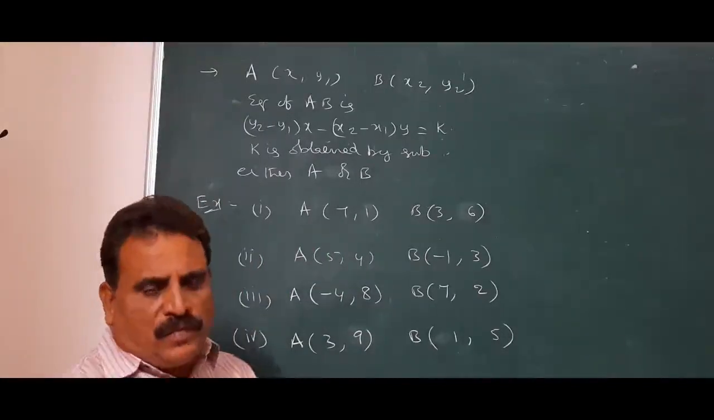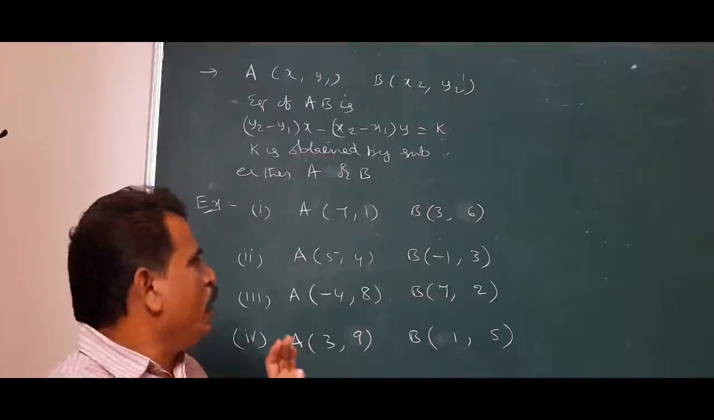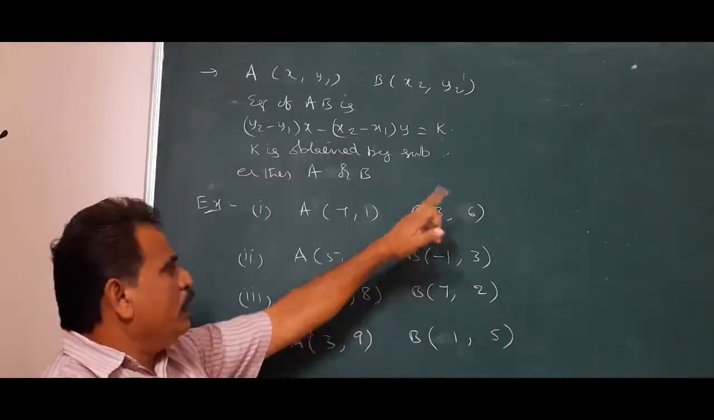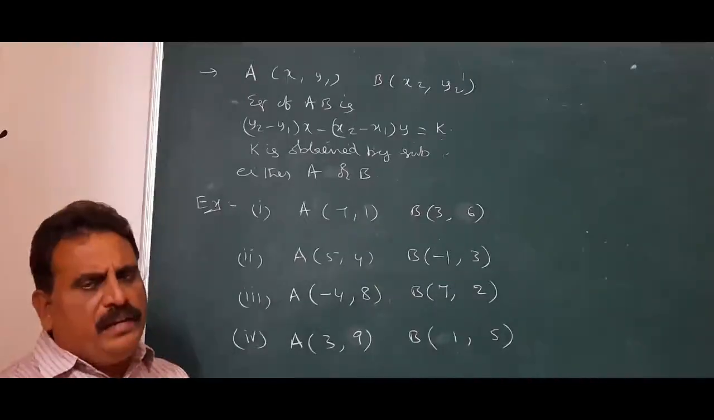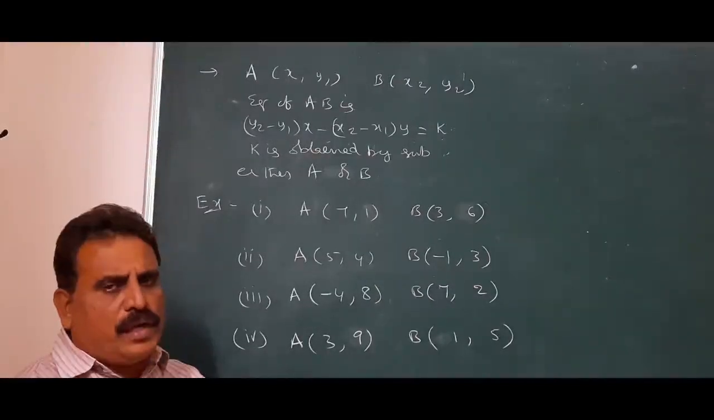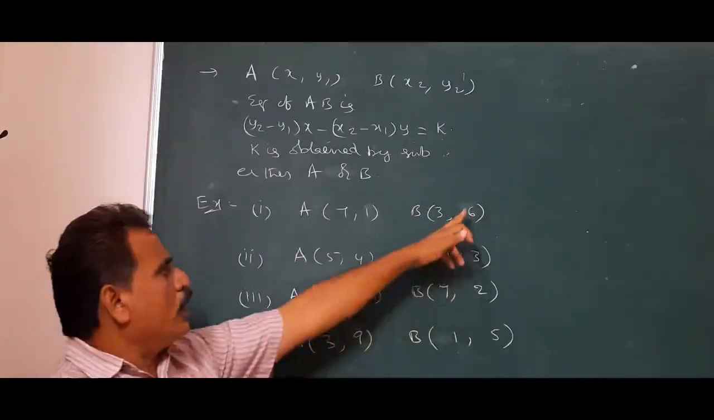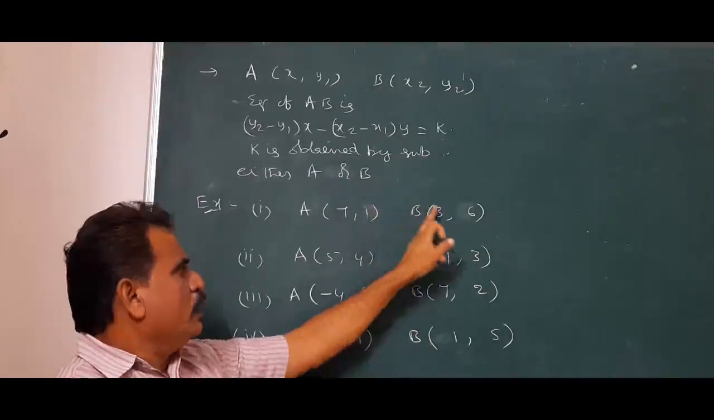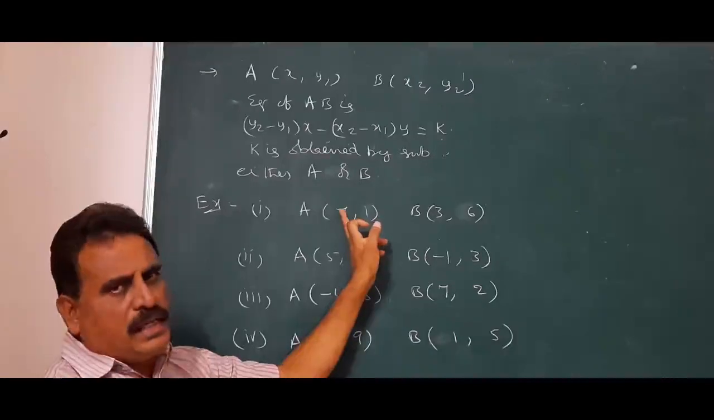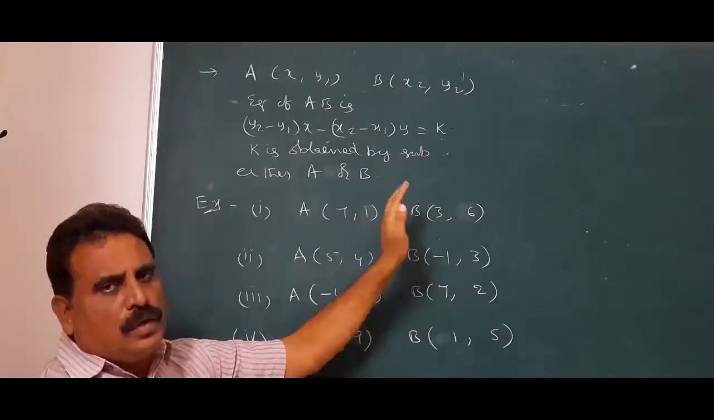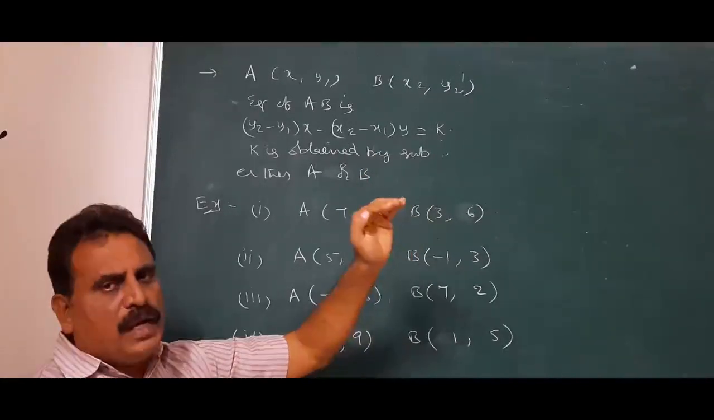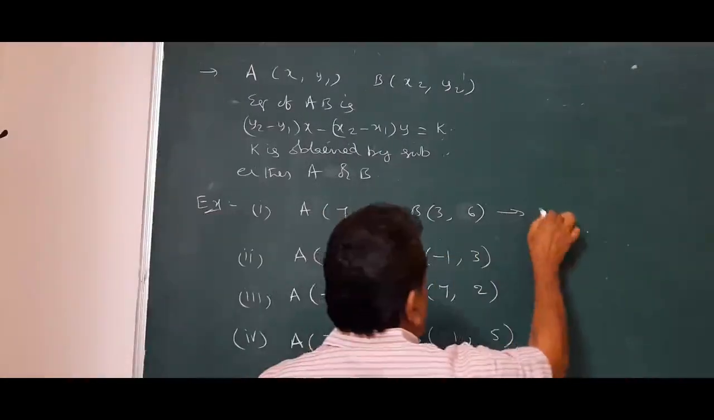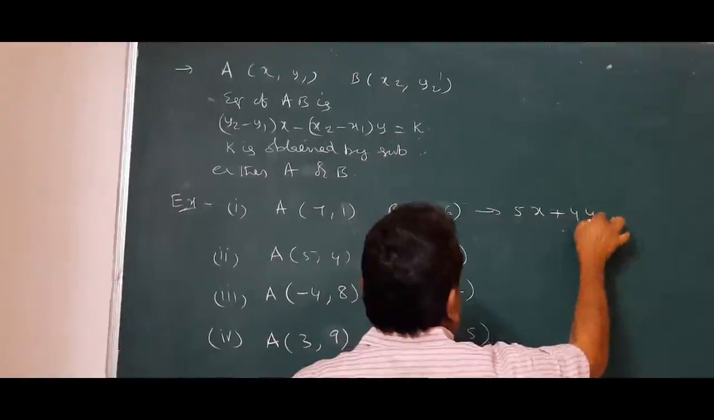Now apply the formula to the problems. Look here. A (7, 1), B (3, 6). By mental calculation, by observing directly, you can write the slope: difference of y coordinates by difference of x coordinates. 6 minus 1 is 5, by 3 minus 7 is -4. 5 by -4, that is -5 by 4, the slope. So the line equation is 5x plus 4y equal to.